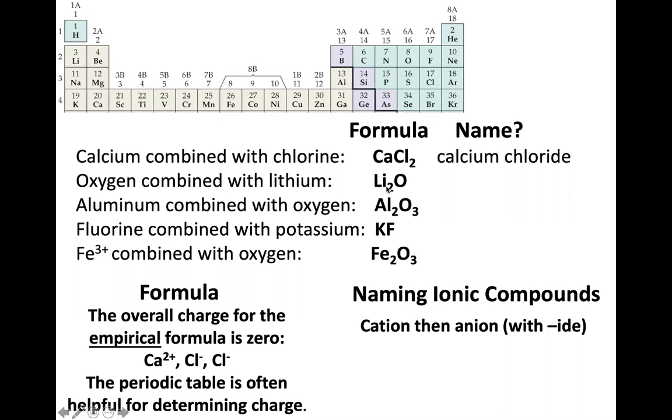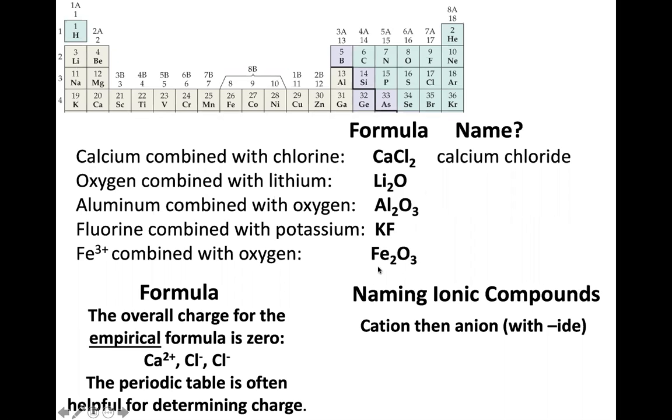Lithium's the metal cation, and then the oxygen, Li2O. How do I know that? Oxygen is in the minus two column, lithium is in the plus one column, so I must have two lithiums there present. Aluminum oxide, Al2O3, KF when I have potassium with fluorine.